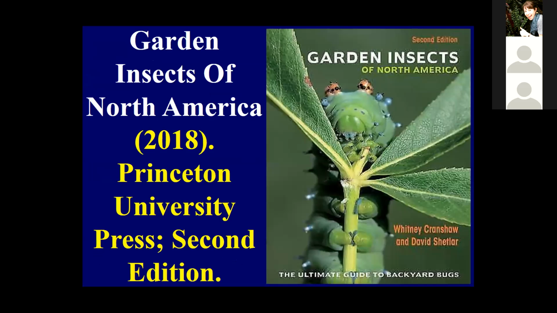And of course, there's a second edition of the Garden Insects of North America by Whitney Cranshaw and Dave Shetler. Mostly pictures. It's mostly for identification more than anything else. It doesn't provide any information about management or things like that.